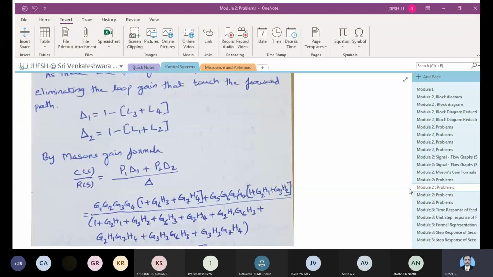So these are the loops you get, and then you found the non-touching loops, and simplified further, and you got the combinations of non-touching loops, and finally you got the answer. Since there are six forward paths, I is equal to 6, and you will have delta 1, delta 2, delta 3 till delta 6, and the transfer function also you got.